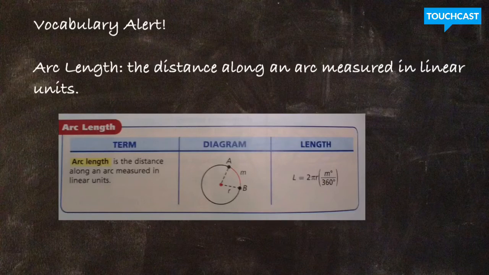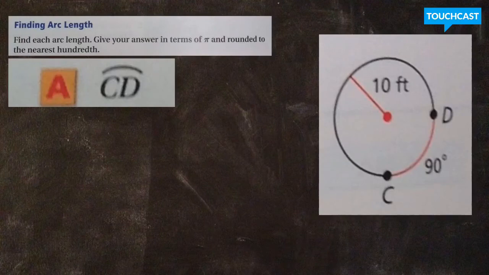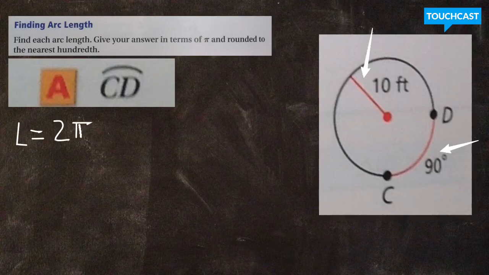So let's look at an example. We're going to find each arc length and give our answers in terms of pi and rounded to the nearest hundredth. So we have a circle to the right that has a radius of 10 feet and an angle of its arc of 90 degrees. So we know that the arc length formula is L is equal to 2 times pi times the radius times the measure of the angle over 360 degrees.